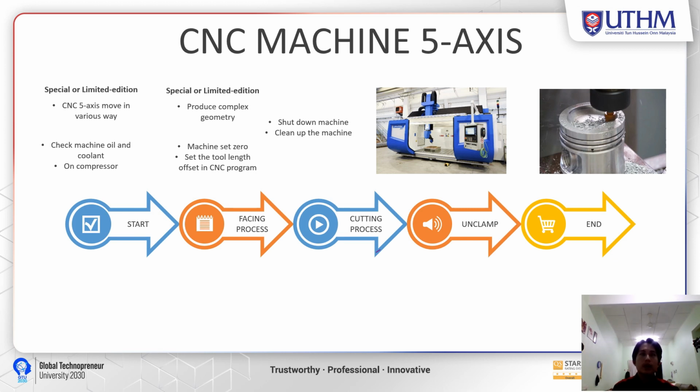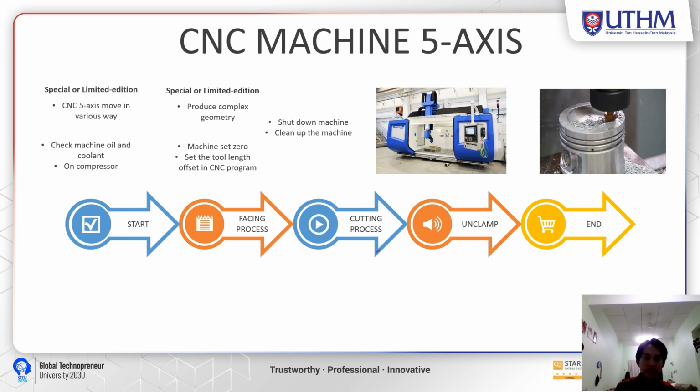Today I will be discussing the methodology of the piston process. So, for the special or limited edition, our group has decided to use a 5-axis CNC machine. The manufacturing of a piston suitable for special or limited edition application requires a meticulous and precise methodology. The process involves a number of stages, all of which must be carried out with care and accuracy in order to create a piston that will perform optimally and stand up to the demands of the specific application.